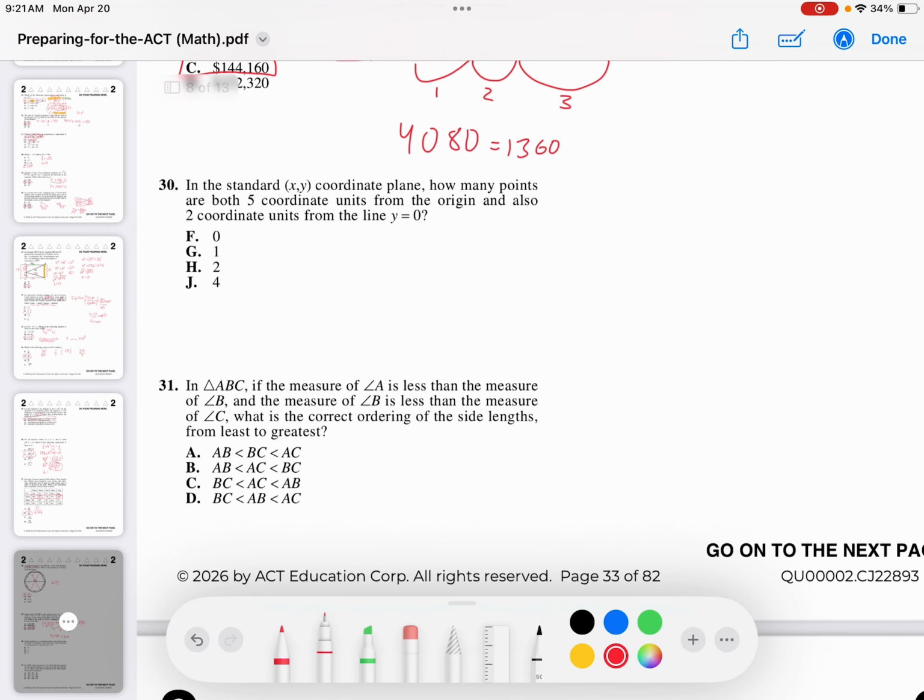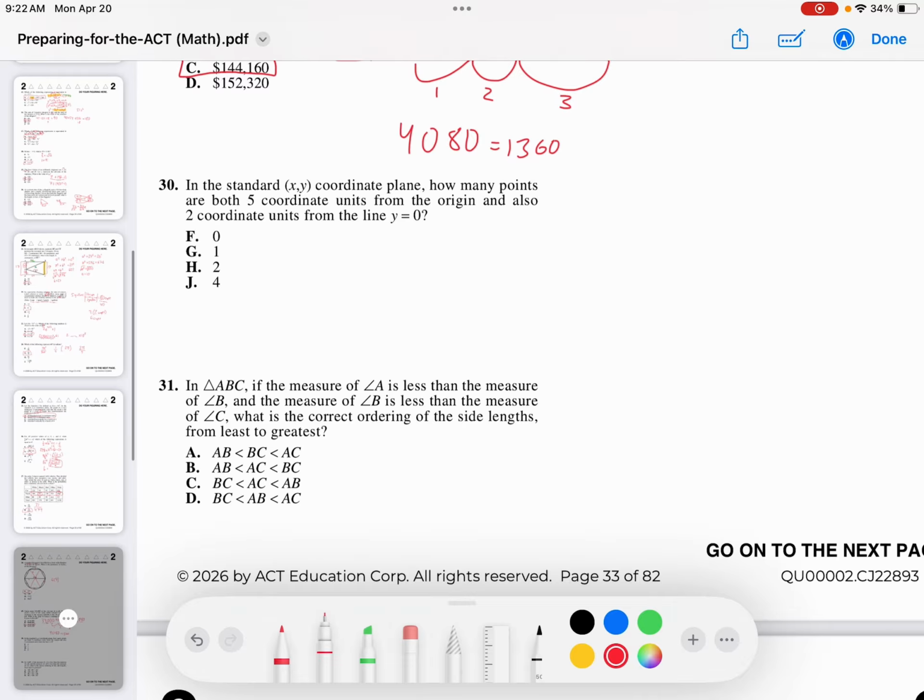Okay. In the standard XY plane, how many points are both 5 coordinate units from the origin and also 2 units from the line y equals 0? So let's see. Y equals 0 is the x-axis. So it could be (5, 2). That'd be 5 from the origin and then 2 from y equals 0.